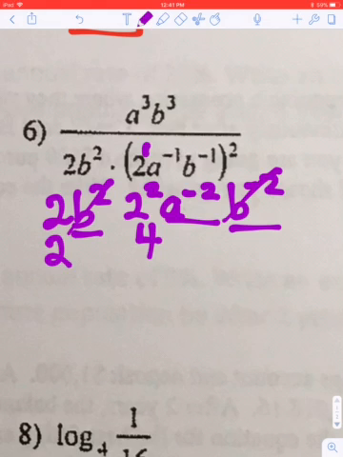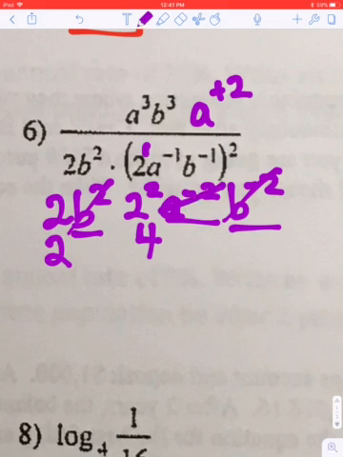Now, whenever I have an a to the negative second power, what that means is that it would be an a to the positive second power in the numerator if it was in the denominator. Or if it was in the numerator, then I would move it down to the denominator and make it positive. And so I'm going to cross this out, move that a to the second up.